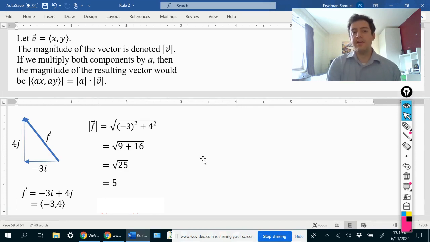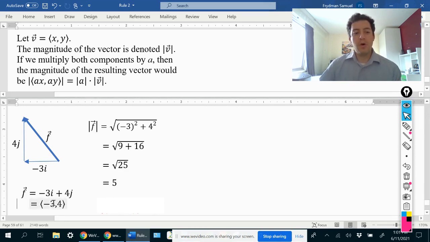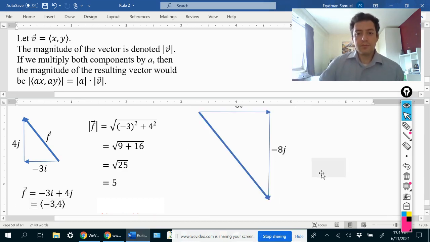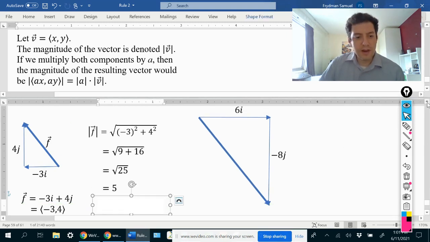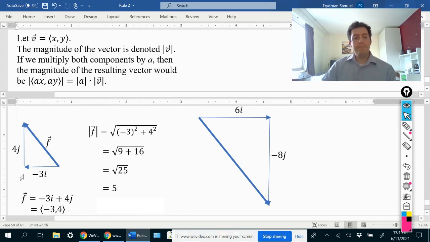Now let's go ahead and multiply both of these components by some number. And I chose the number negative 2 just for this example. And here we would get another vector. Let me scroll down a little bit so you can see that. So if we multiply both of these numbers by negative 2, then what would we get? Well, negative 3 times negative 2 is positive 6.